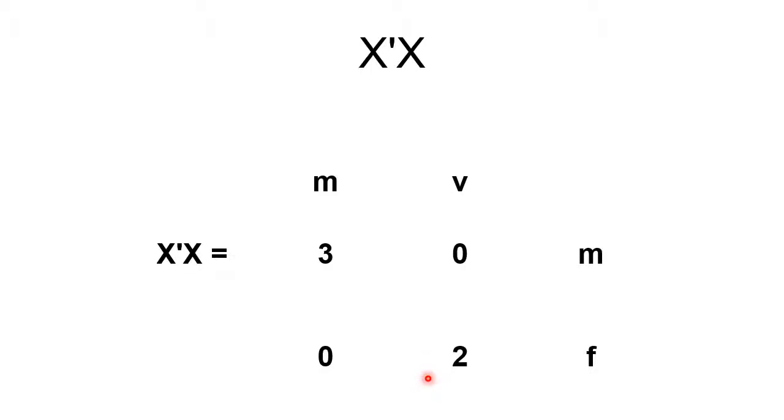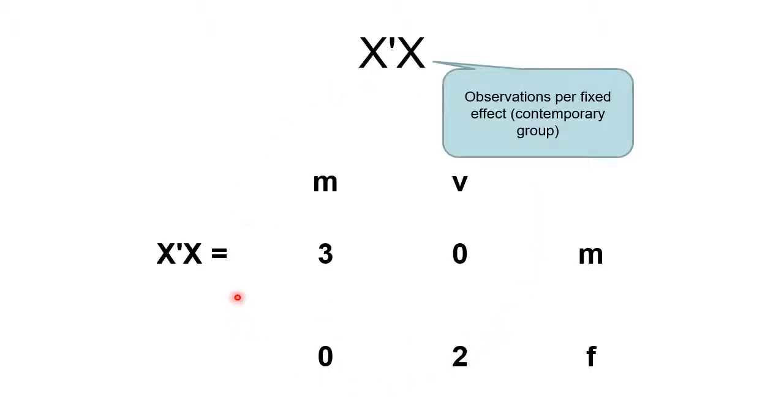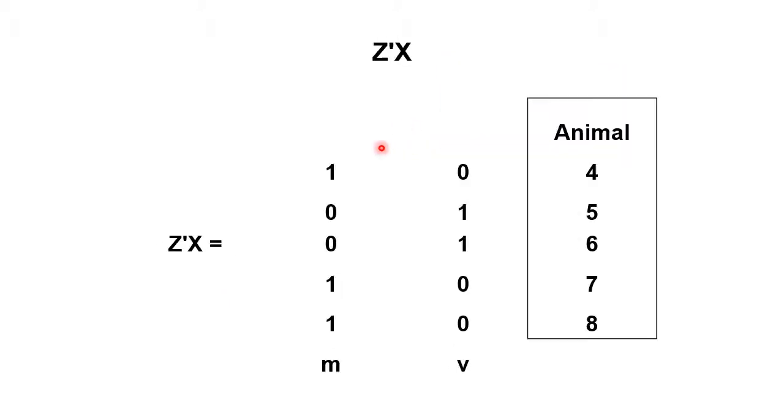If we had 2 more farms, for example, and we had 1 animal in farm 1 and 4 animals in farm 2, then on this diagonal we would have had an extra 2 levels, and that would have been not a 2 by 2 but a 4 by 4 matrix. So this is always a square matrix. It's also always a diagonal matrix. It holds the number of animals with observations on the different levels of the fixed effect. So that's the way X prime X is being constructed. We can also talk about the observations per fixed effect or per contemporary group.